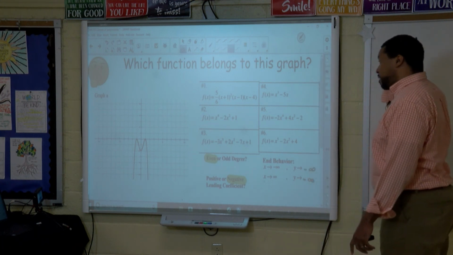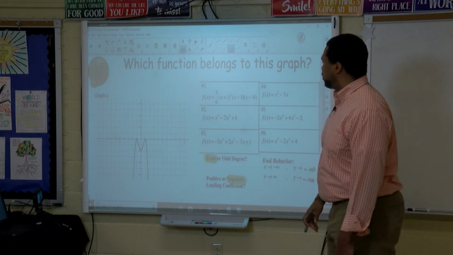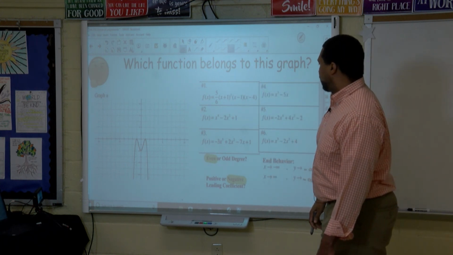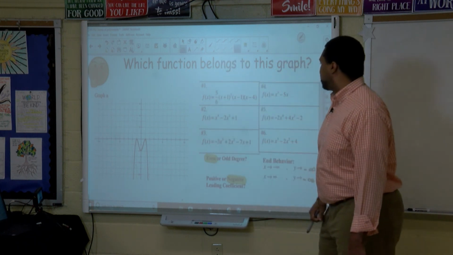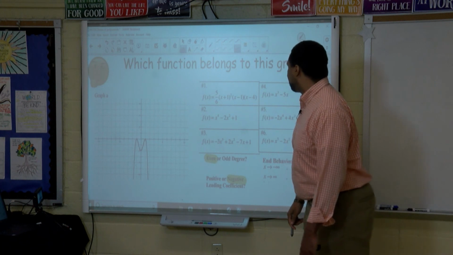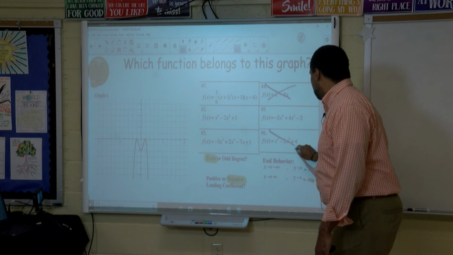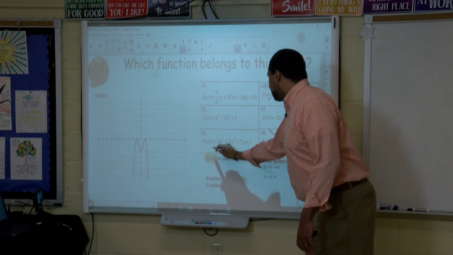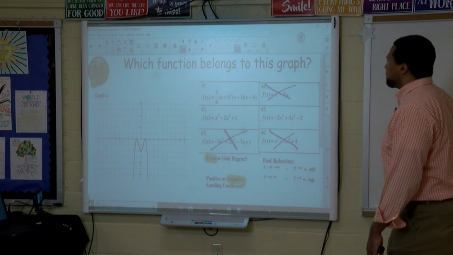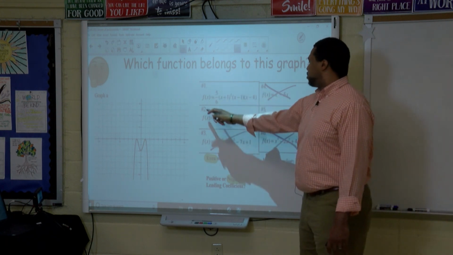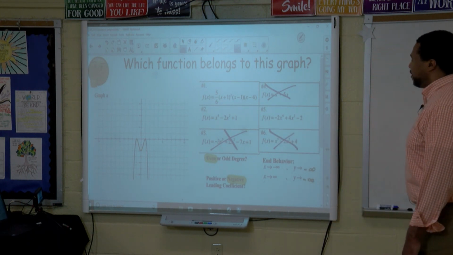So now we have to determine the degree. We have to choose from one of these 6 functions to determine which degree will work. It is an even degree. This is the 3rd power. This is the 5th power. This is the 5th power. One, 2, and 5 are even degrees. So by process of elimination, that's all we have left.